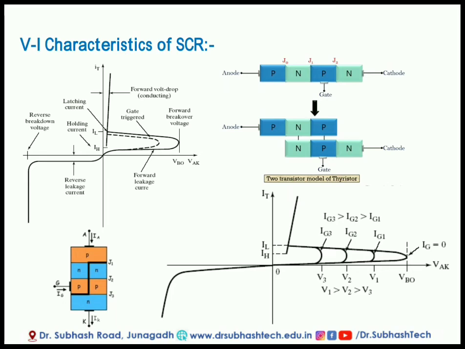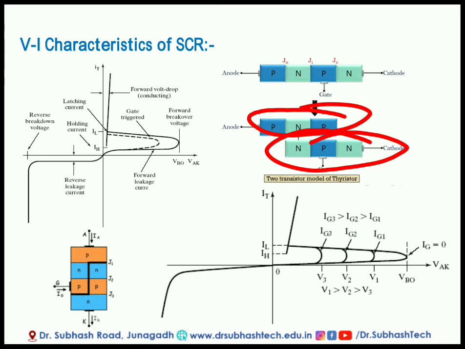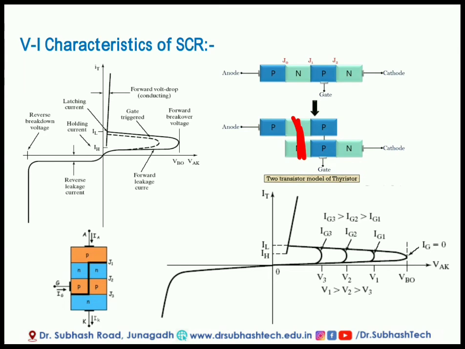Now using the two transistor model, this is the PNP transistor and the lower one is the NPN transistor. Whenever we connect this N and this P, then we design a total SCR, a 4 layer structure. So we can say that this is structure 1, structure 2, 3 and 4. This 4 layer device is SCR.